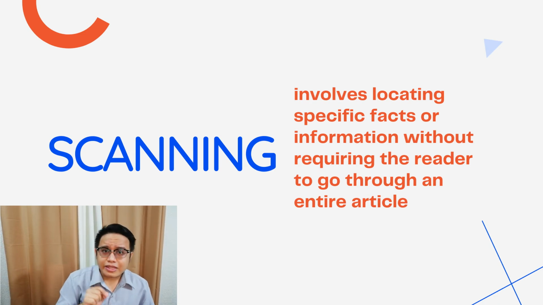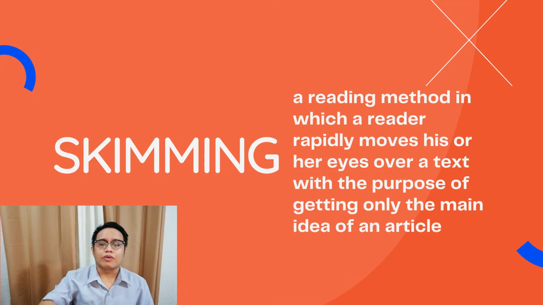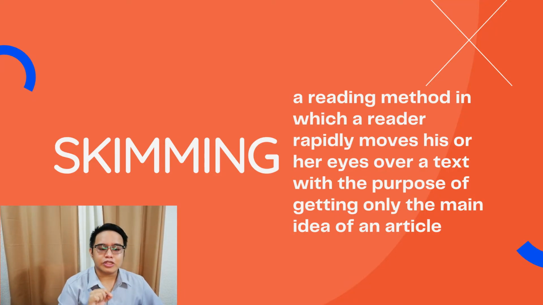Now, the next technique that we will be talking about is skimming. Skimming is a reading method in which a reader rapidly moves his or her eyes over a text with the purpose of getting only the main idea of the article. Scanning was about finding a specific information. In skimming, you are looking for the main idea of the article. So you have to read through the article, but you just move your eyes rapidly.